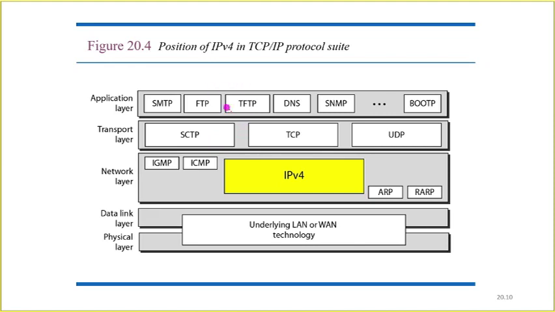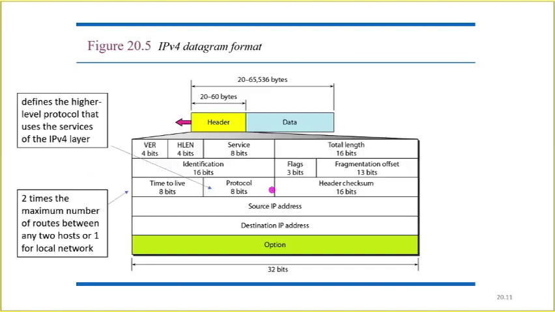So here is the position of IPv4 inside the network layer. It is a part of the network layer, and inside it IPv4 is available along with some other protocols. We will start with the basic datagram format, or the header format, in case of IPv4.